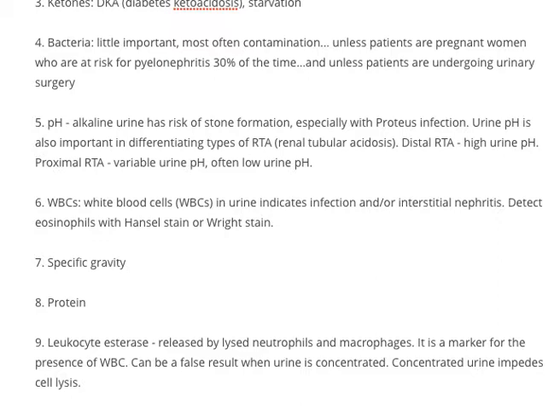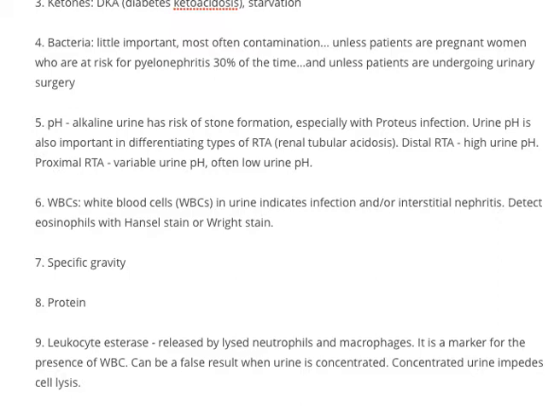Number 6 we want to look at is the white blood cells. White blood cells in urine indicate any kind of infection and/or interstitial nephritis. So detecting eosinophils with Hansel stain or Wright stain is important. Another component we look at is specific gravity. Often when a patient is dehydrated, we have higher specific gravity in the urine. Protein.